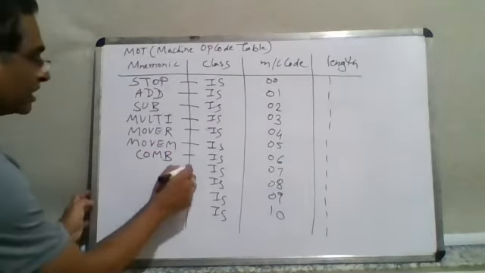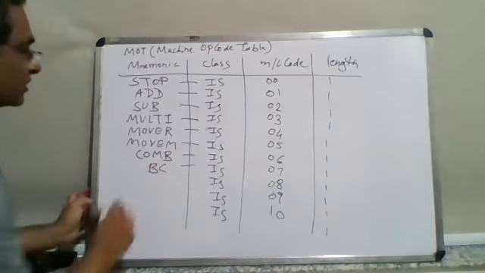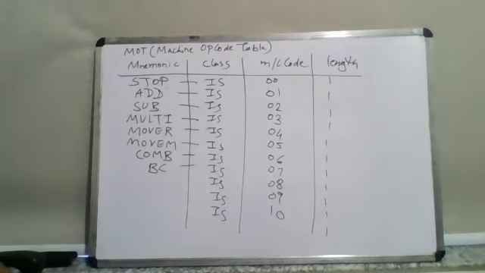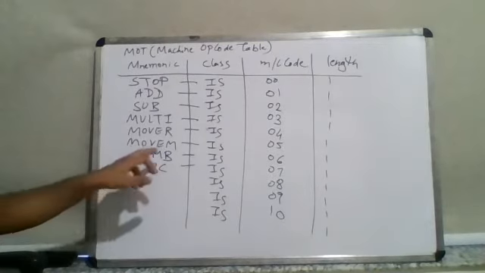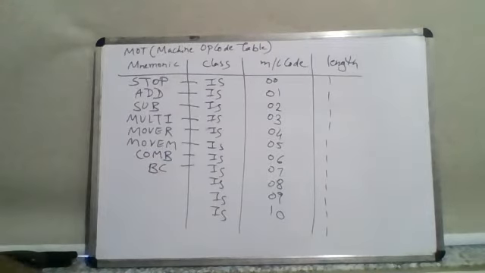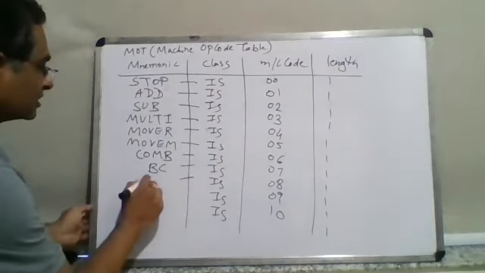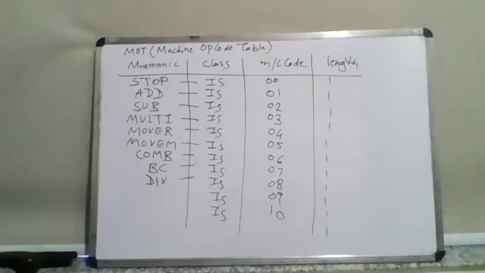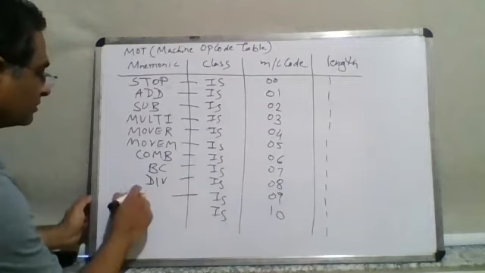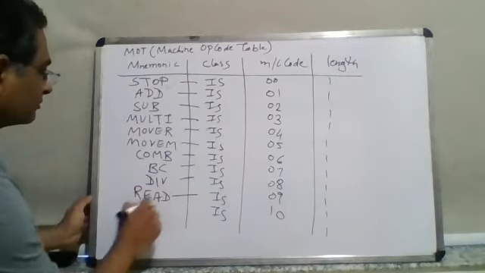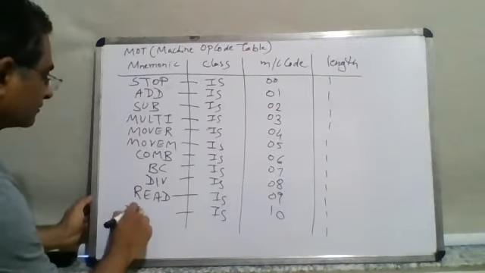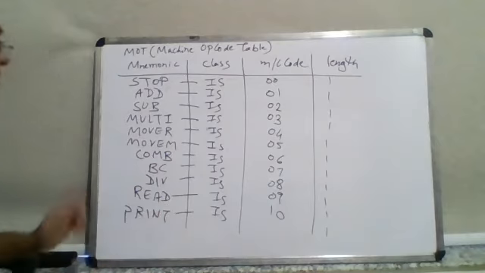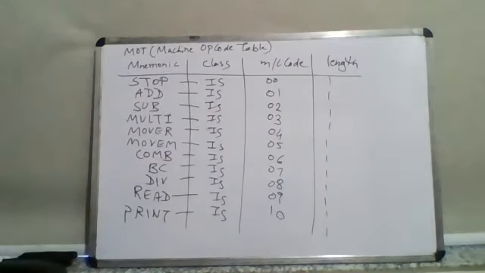Then simply an unconditional branch. So branch on condition instruction, and here there is comparison and branch, and this is branch on some condition. And there is a division instruction which is going to be there. Then there is read and print, right? So there is read and there is print instruction. So these are the instructions which are present as part of the imperative statement class.